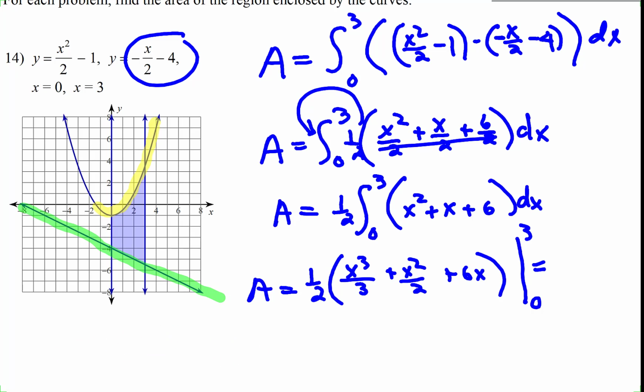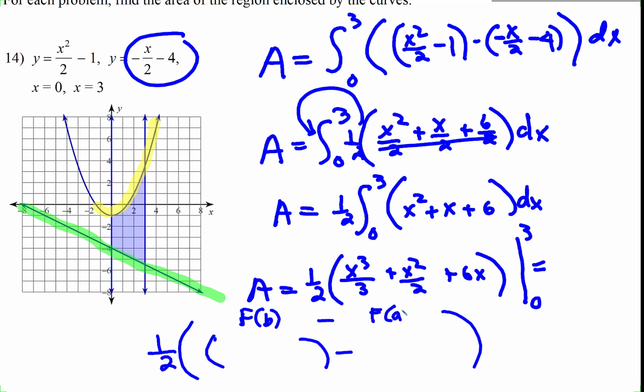So we know what the integral is, and now we have to apply the upper bound and lower bound to it. So we have a 1/2 on the outside, and this is uppercase F of b subtract F of a. All right, so I'm going to plug 3 into all of this. Well, 3 cubed is 27. 27 divided by 3 is 9. 3 squared is 9. 9 divided by 2 is 9/2. And then 6 times 3 is 18.